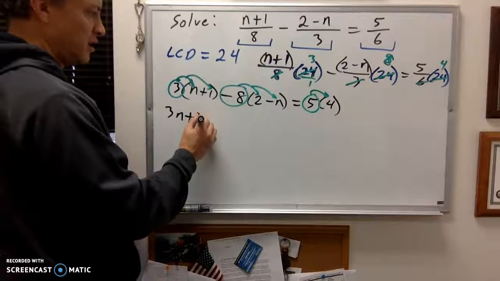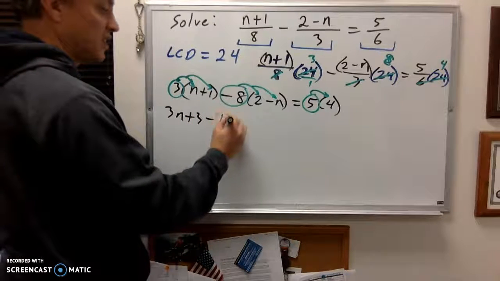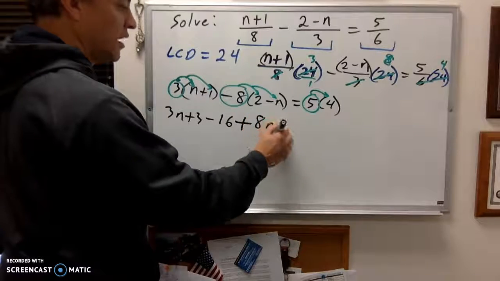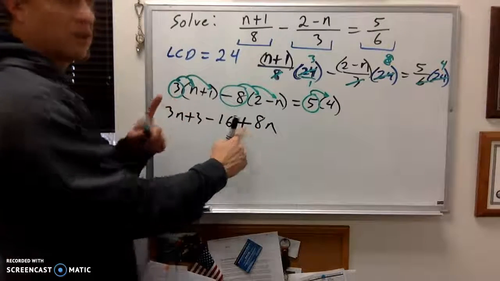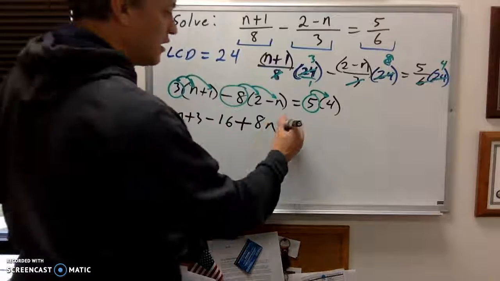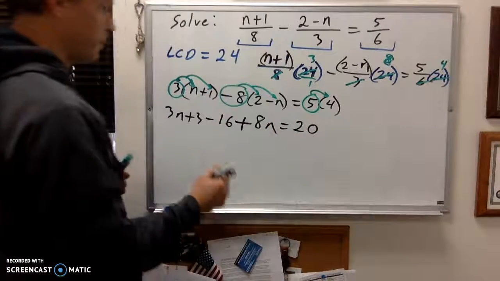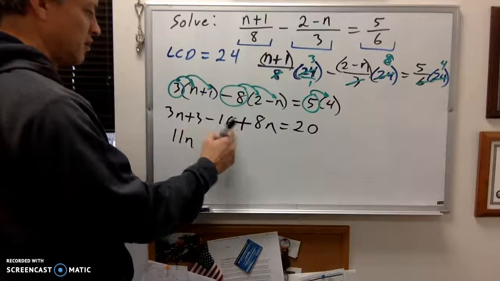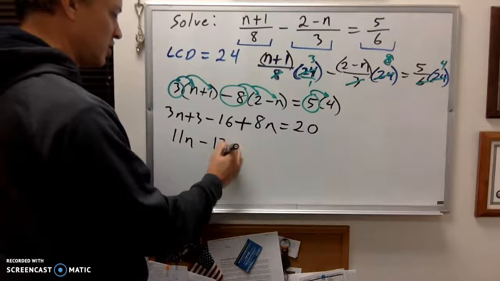3n plus 3 minus 16 plus 8n, right? Negative times negative is a positive there. A lot of people miss that, so make sure you get that. Equals 20. 3n plus 8n is 11n. 3 minus 16, that's a negative 13.